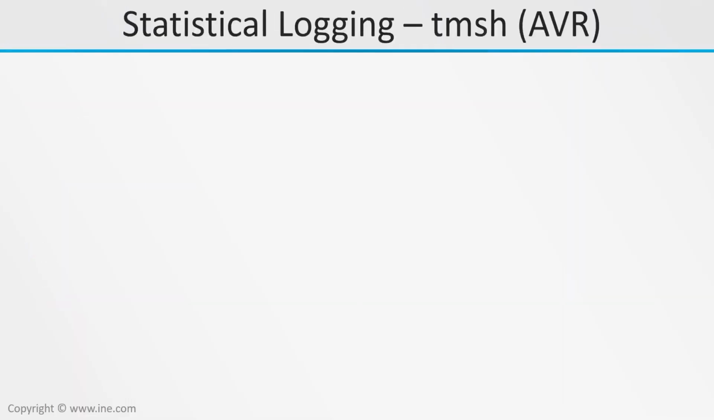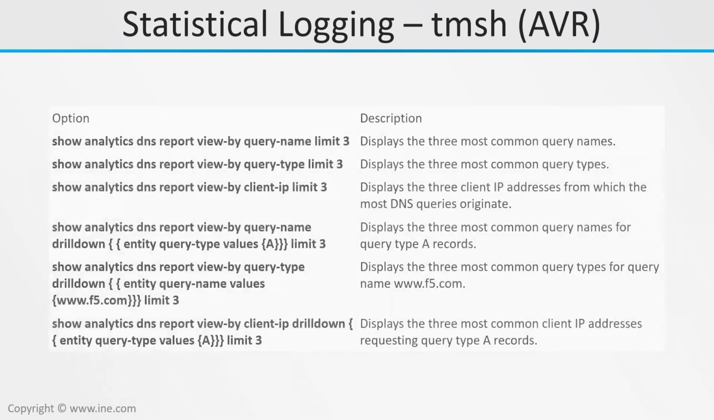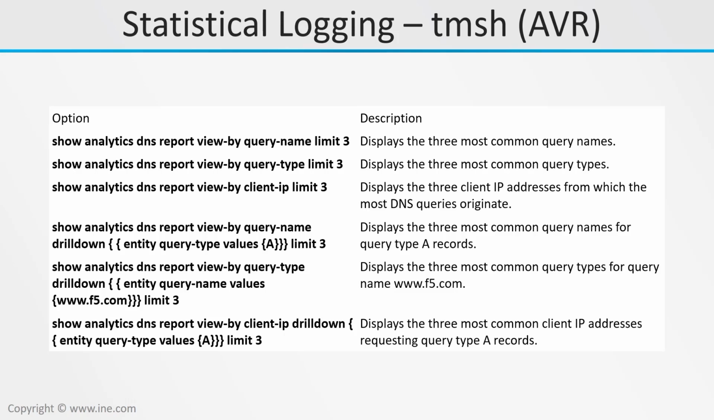Okay, so let's jump into statistical logging using TMSH, and we're using AVR really as the module to collect this information and make sense of it via a sampling rate. So AVR is the Application Visibility and Reporting module, and we have to make sure it is provisioned on the same BIG-IP DNS platform that DNS is running. AVR is used to collect DNS statistics on a sampling rate. We can use this information to manage the DNS traffic on the network to help identify certain traffic patterns.